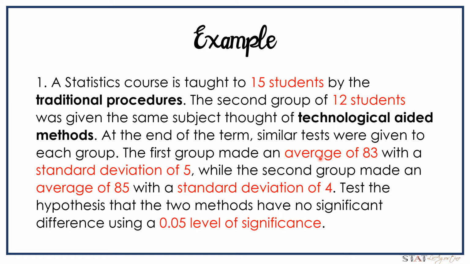The first group made an average of 83 with a standard deviation of 5, while the second group made an average of 85 with a standard deviation of 4. Then we test the hypothesis that the two methods have no significant difference using a 0.05 level of significance. So what will we use? We will use the t-test because we are comparing two groups.